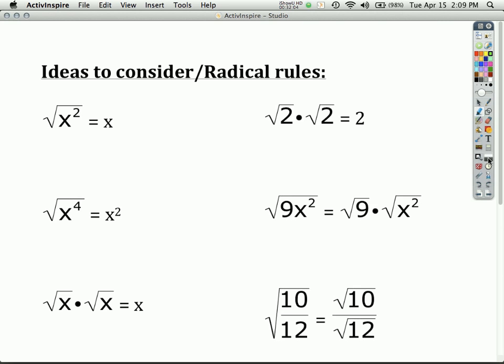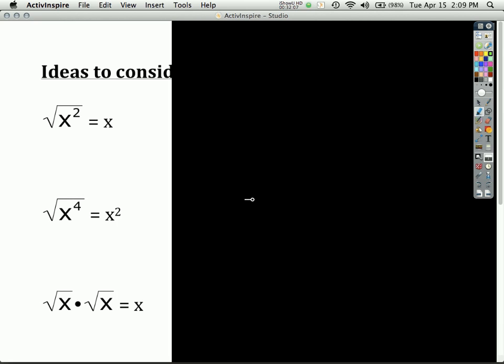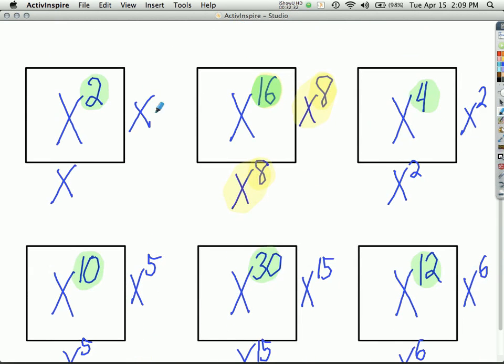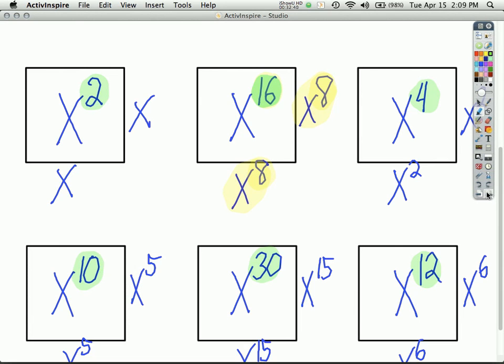Now I'm going to shift this and start over here. So the first one we already know. The square root of x squared is x. We just figured that out by looking at those squares on the previous page. The second one also was clear on the other page. The square root of x to the 4th is x squared. So I can re-illustrate that right here. The square root is what's on the outside. The square root of x squared is x. The square root of x to the 4th is x squared. Okay?